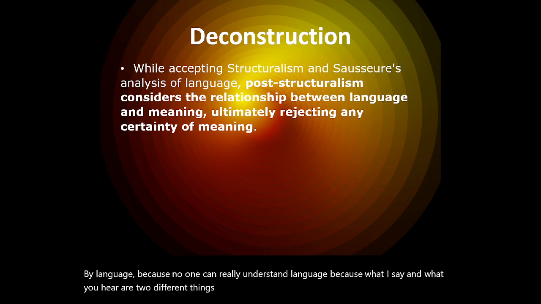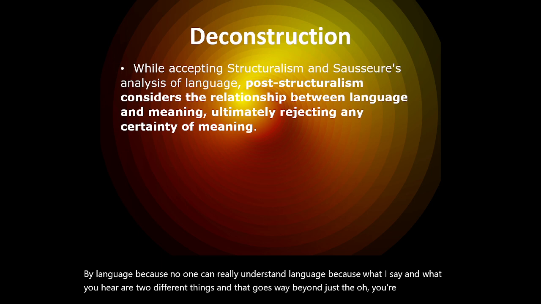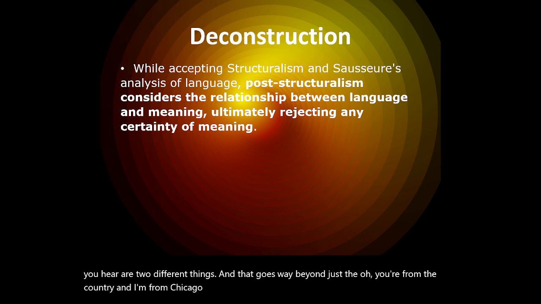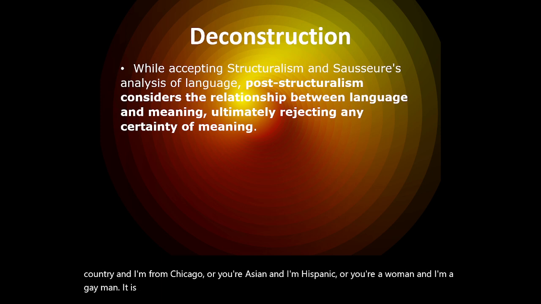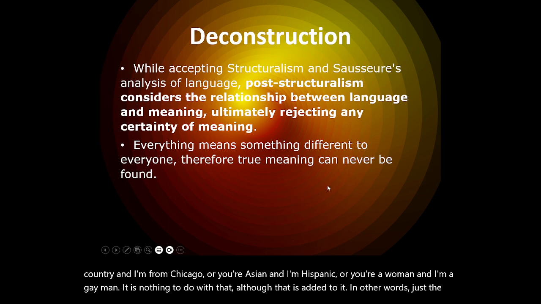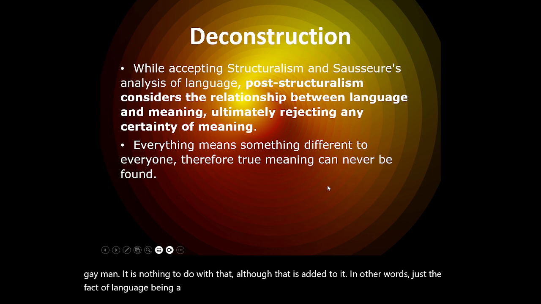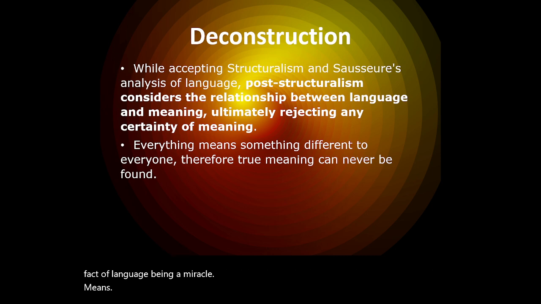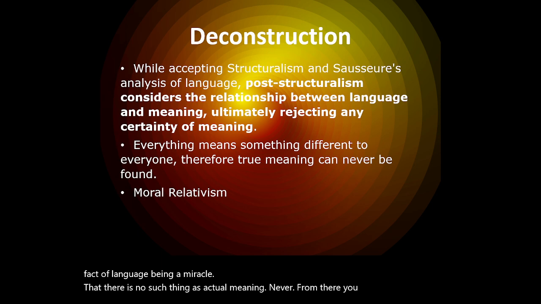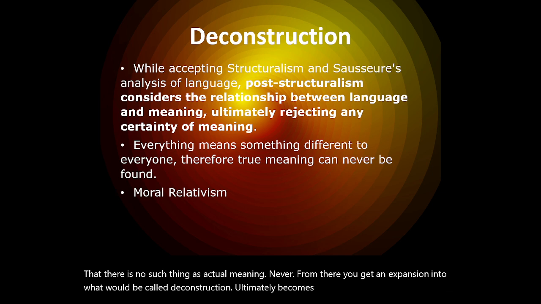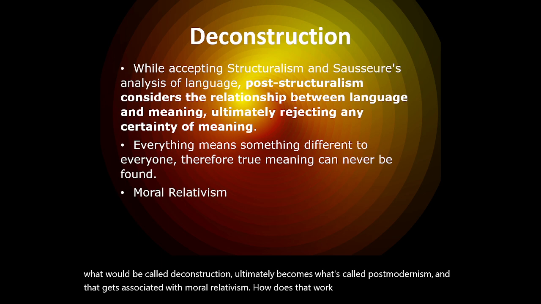And that goes way beyond just, oh, you're from the country and I'm from Chicago, or you're Asian and I'm Hispanic, or you're a woman and I'm a gay man. It has nothing to do with that, although that is added to it. In other words, just the fact of language being a miracle means that there is no such thing as actual meaning. Never. From there, you get an expansion into what would be called deconstruction, which ultimately becomes what's called postmodernism, and that gets associated with moral relativism. How does that work? Well, I can talk about that in a minute. Come back to that.